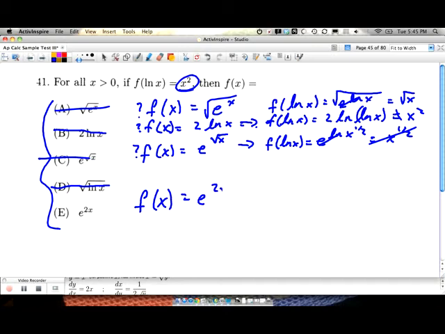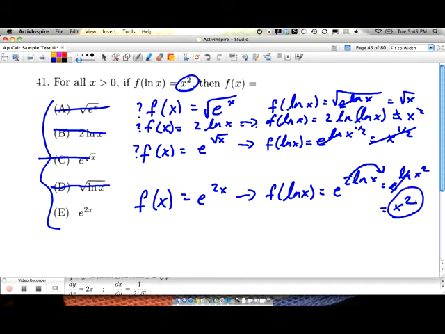f of x equals e to the 2x. That would mean that f of natural log of x, if we plug natural log of x into this, would be e to the 2 times natural log of x. Hey, this does work because the 2 will pop up, and that means that we're going to have e to the natural log of x squared, which is really just x squared, and that's what we wanted. So f of x was e to the 2x.